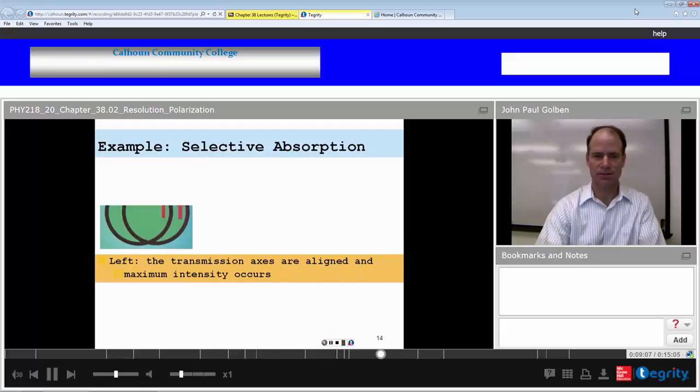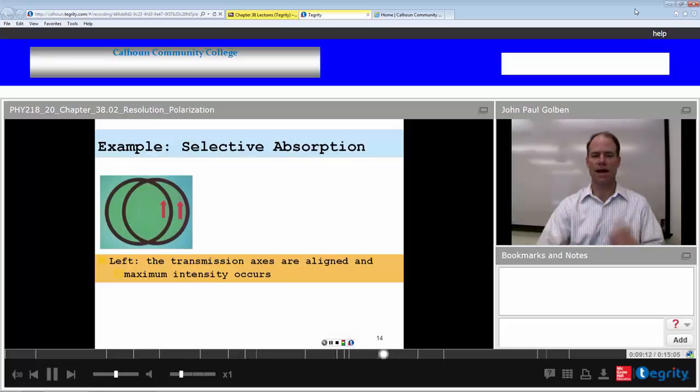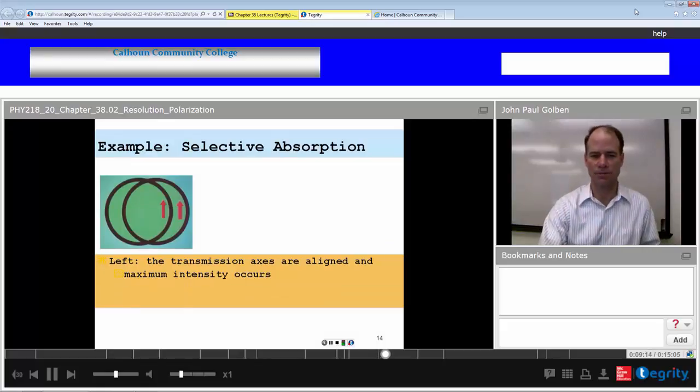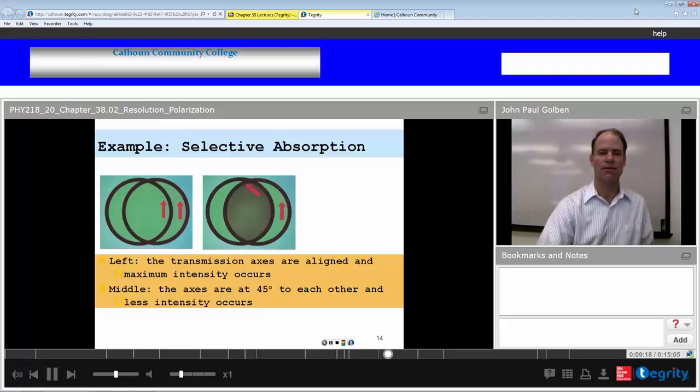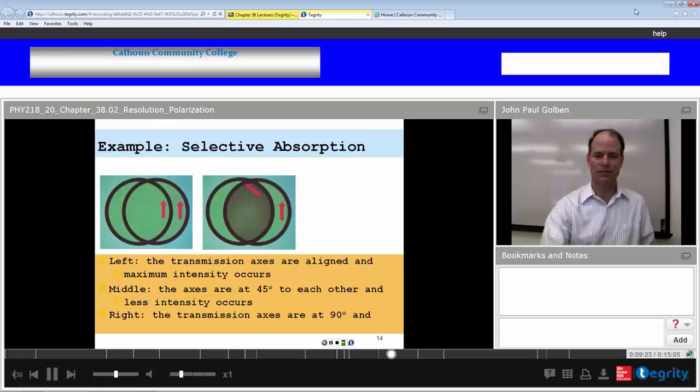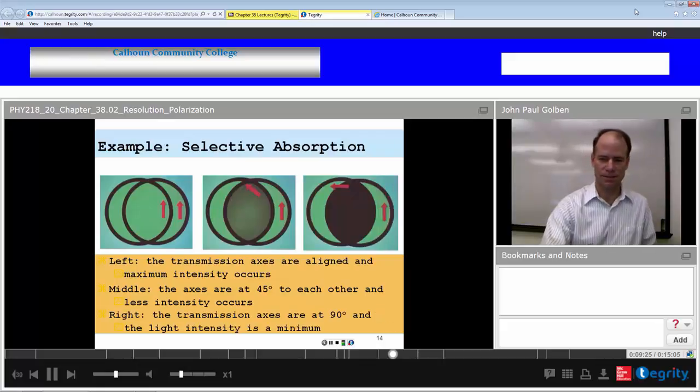So it could look something like this. Here we have two polarizers. Their axes are aligned. We get maximum intensity. If we go to 45 degrees, we have a lessened intensity by the cosine squared of 45. And if we went to 90 degrees, we would have no transmission.